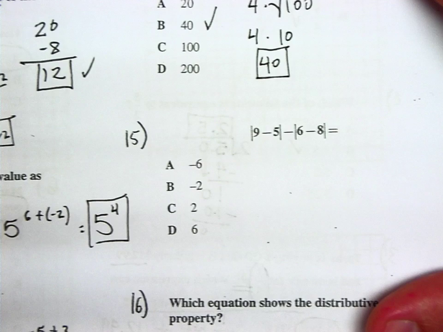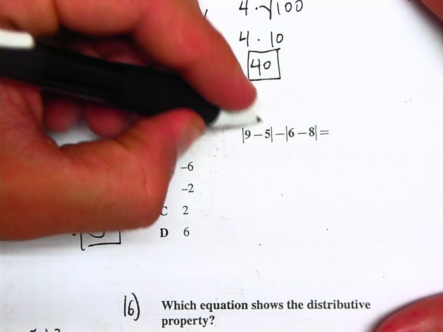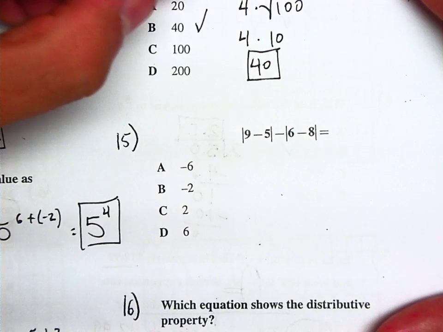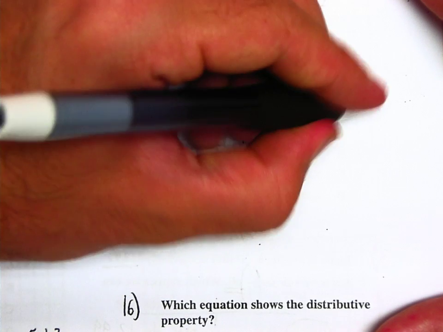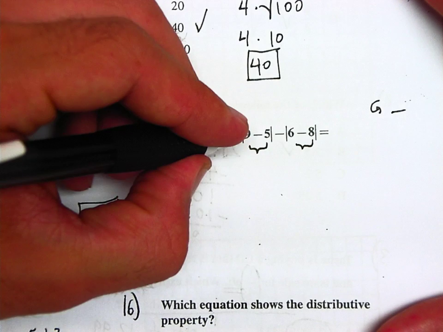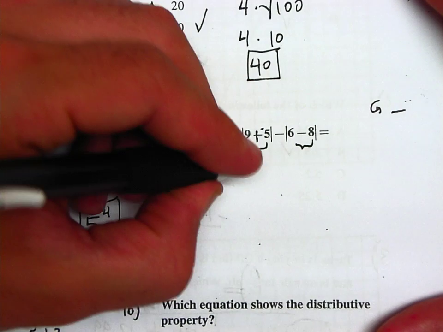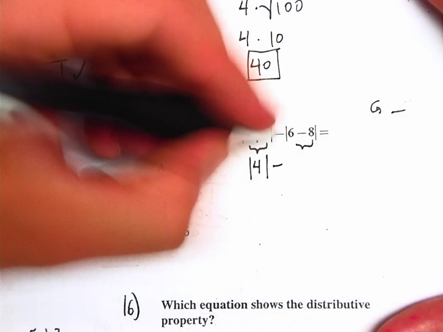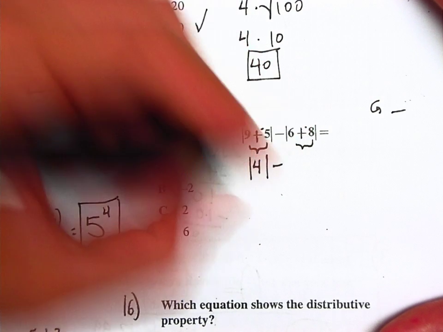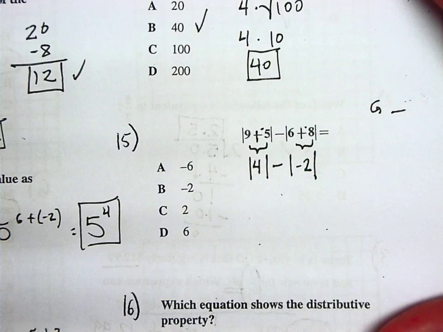Last question for this video, number 15. I see the absolute value signs, the absolute value of 9 minus 5 minus the absolute value of 6 minus 8. I'm first going to do what's inside the absolute value sign, or what's inside my grouping symbol. And so inside my grouping symbol, 9 minus 5 is really, if I kill subtraction, 9 plus negative 5, that equals 4. I still need to find the absolute value. Minus 6 minus 8, if I kill subtraction, that's really 6 plus negative 8, which is negative 2, and I'll still need to find the absolute value.